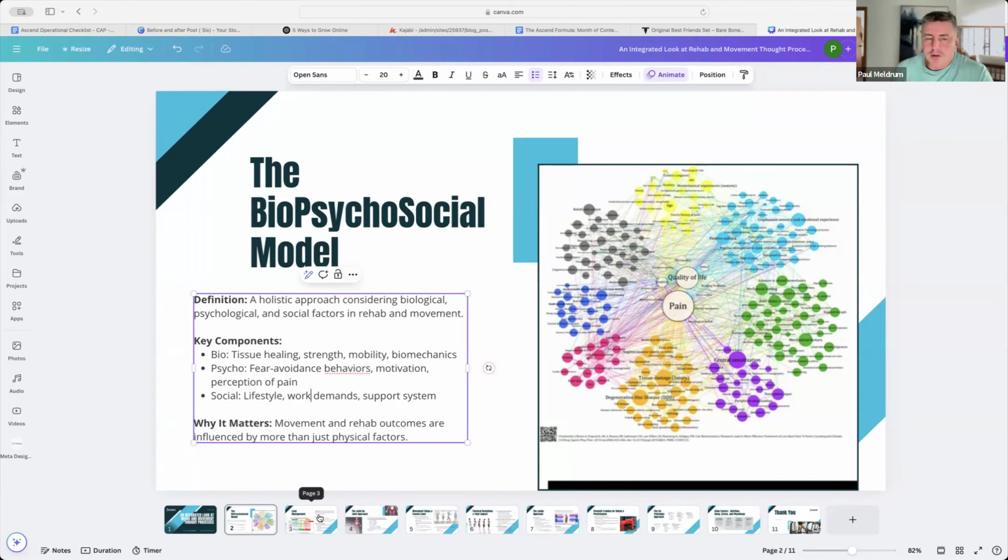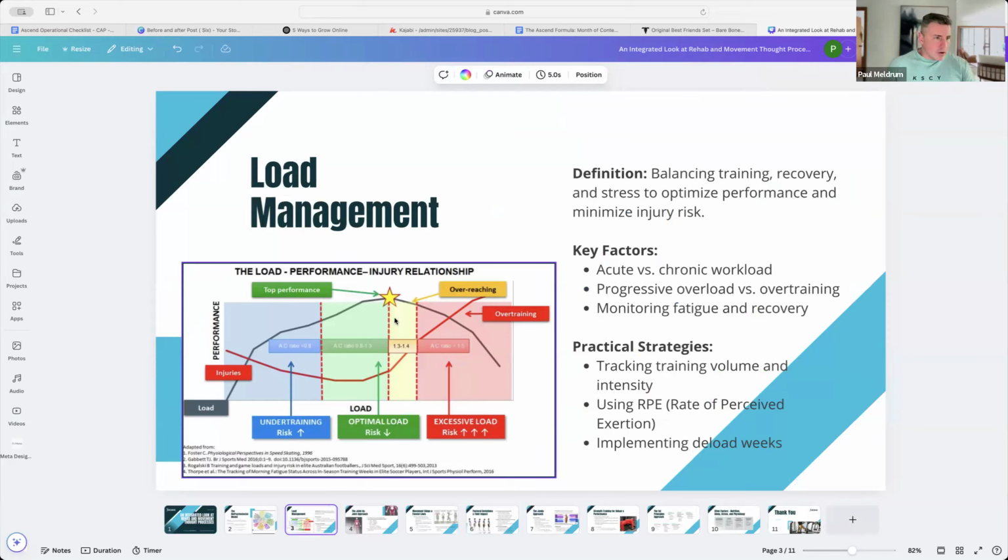Now, the next thing we look at with pain is load management. And this is very, very in vogue now. So biopsychosocial and load management are the most in vogue models of dealing with pain. And load management is basically balancing training, recovery, and stress to optimize performance and minimize your injury risk. Now, if we're looking at this, there's a couple of key factors.